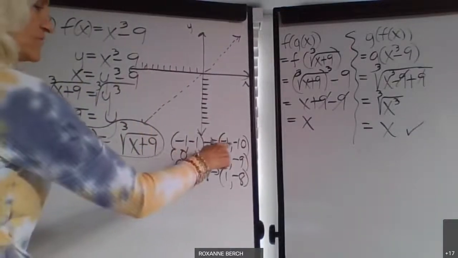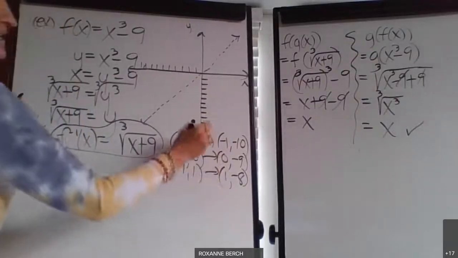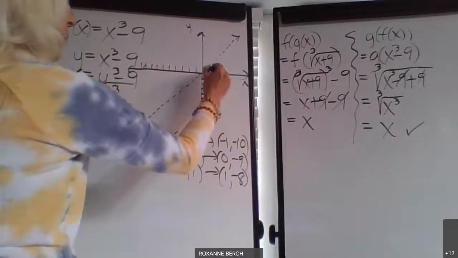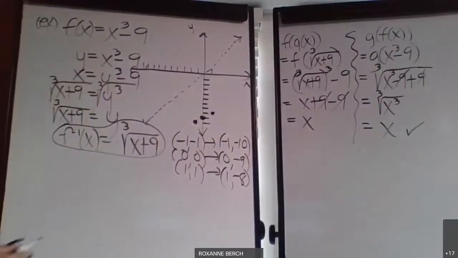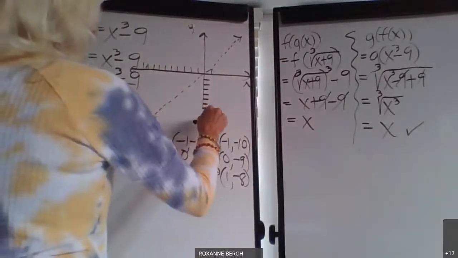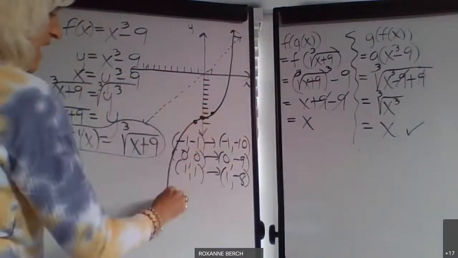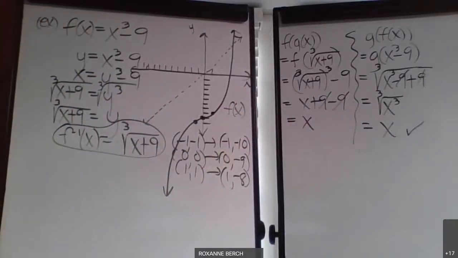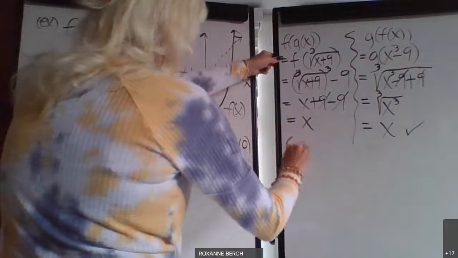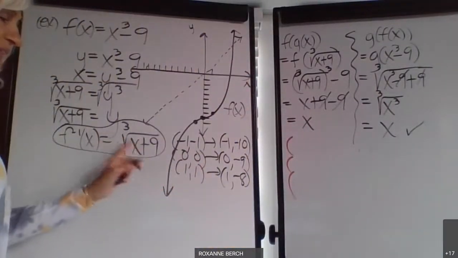So we have left 1, down 10. We have 0, down 9, and right 1, down 8. Do not draw a line. This is a cubic. So this guy is going up on the right and down on the left. The inverse, you can just switch the point or take the cube root left 9.